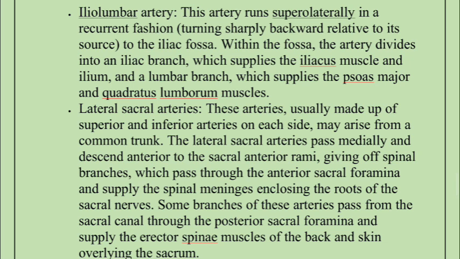So you have some branches from the lateral sacral arteries passing from the sacral canal through the posterior sacral foramina, and these branches supply the erector spinae muscles of the back. These branches also supply the skin that overlies the sacrum.